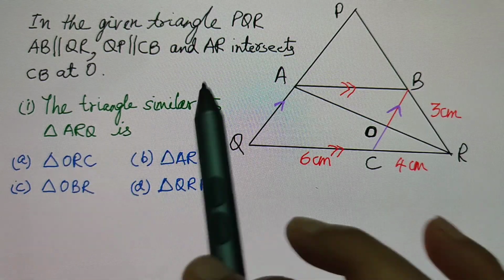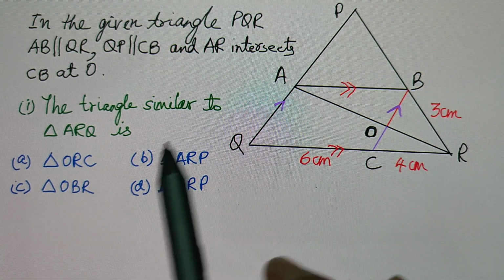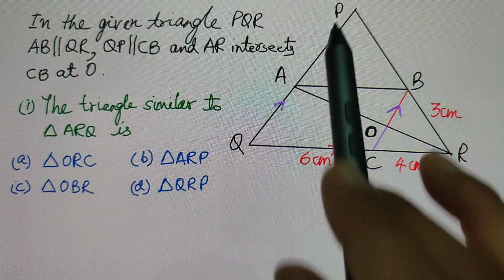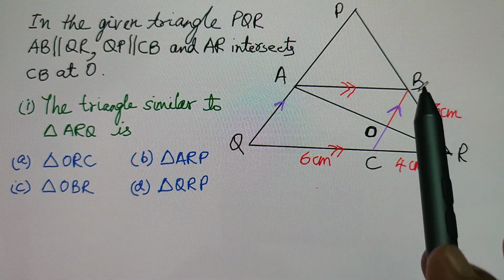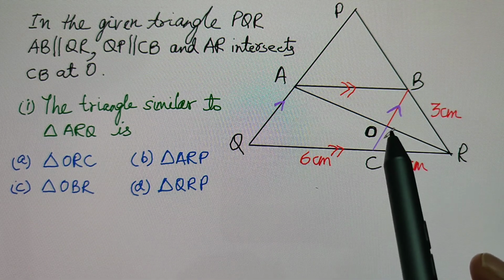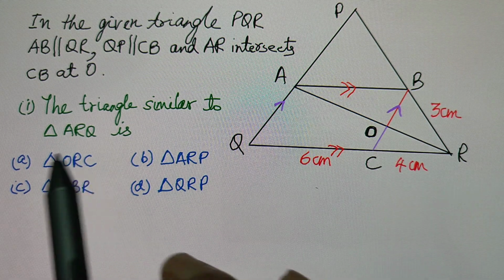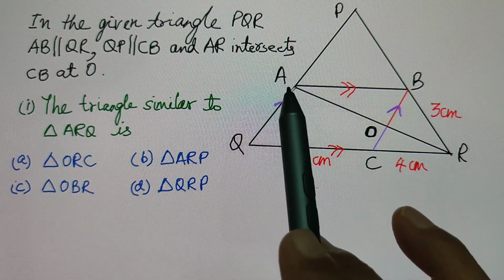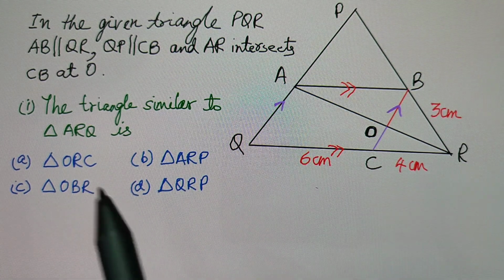Okay, in the next question we have been given a triangle PQR where AB is parallel to QR and QP is parallel to CB, and AR is intersecting CB at point O. The first part of the question is to find a triangle which is similar to triangle ARQ.